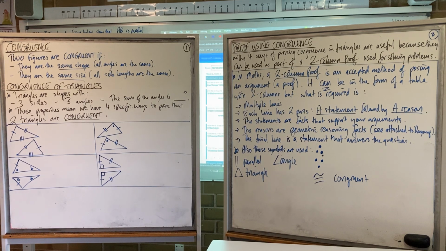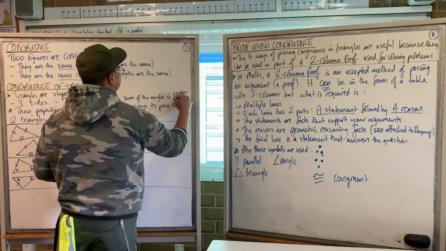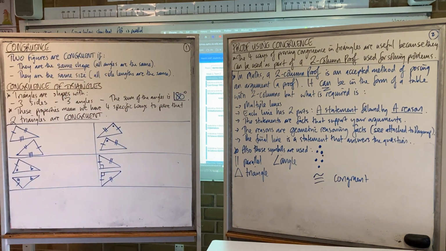Now, triangles. What is a triangle? What is the definition of a triangle? They've got three sides. They have three angles. And does anyone know what the sum of the angles in a triangle is? 180 degrees. Why is that useful? Because these properties mean we have four specific ways to prove that two triangles are congruent.